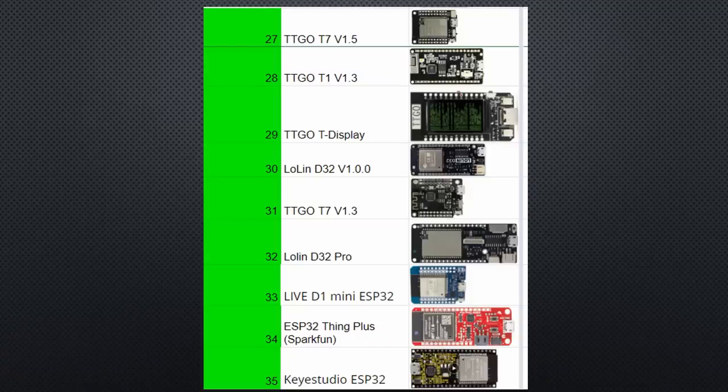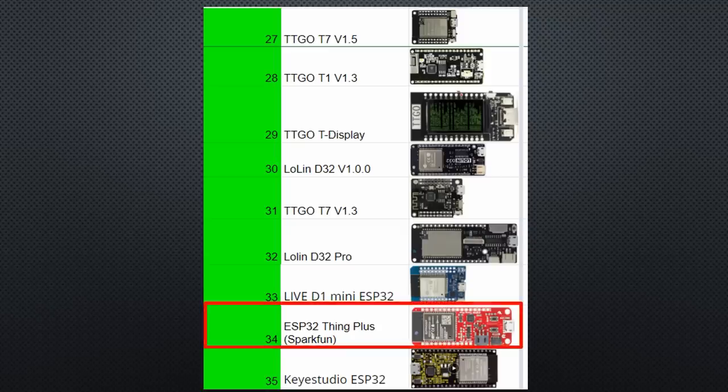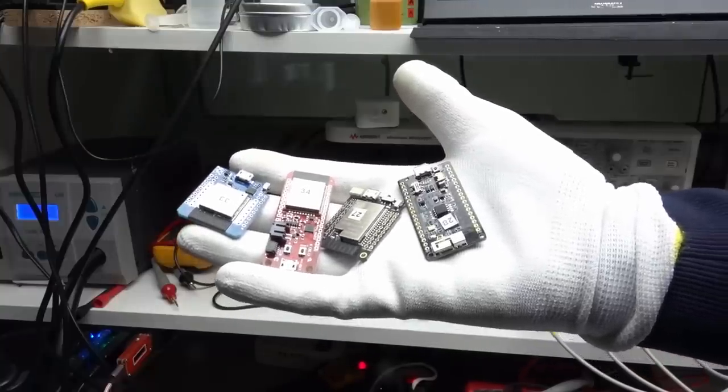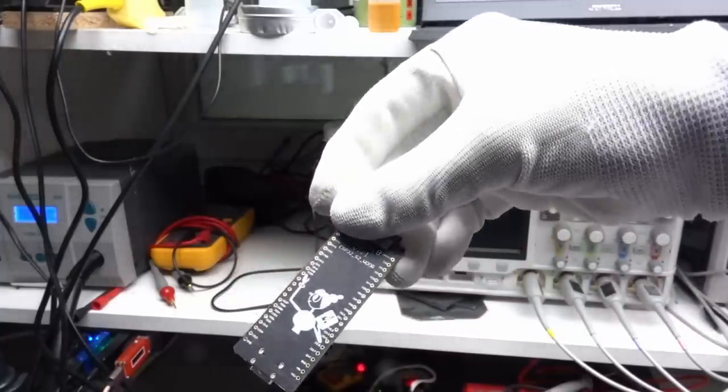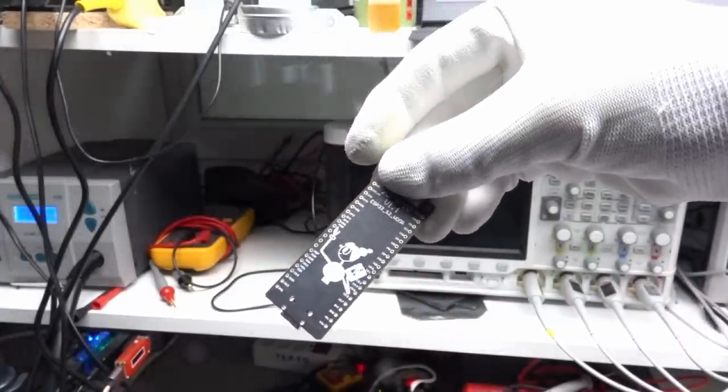Here are the contenders. 8 boards from number 27 to 35. Most of them are available on AliExpress and some also on Banggood. Only one is from Sparkfun. In this comparison, I did not include boards made in Europe and only one made in the USA. Maybe this will change in the future. At the end of the video, you will know why. All boards use the standard ESP32 chip. Maybe I will do an introduction to the ESP32-S2 boards in a future video.